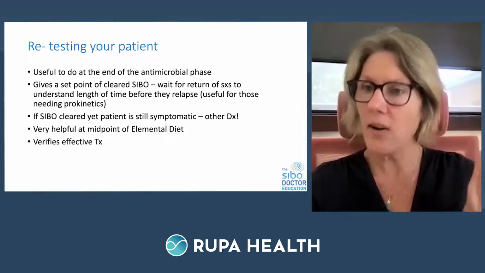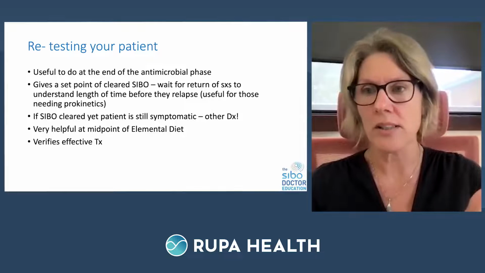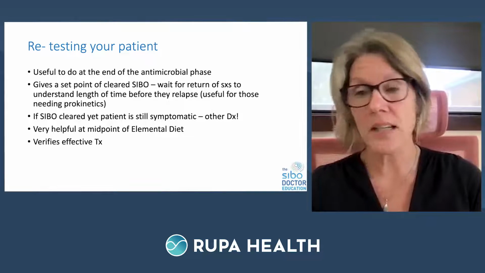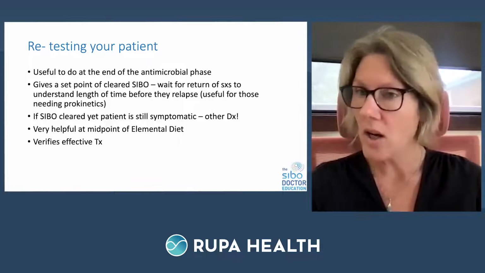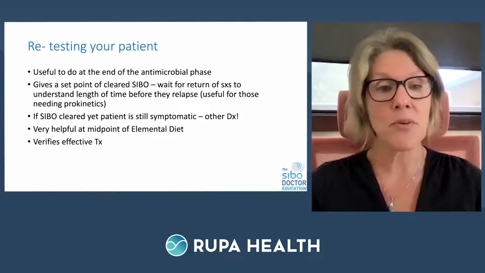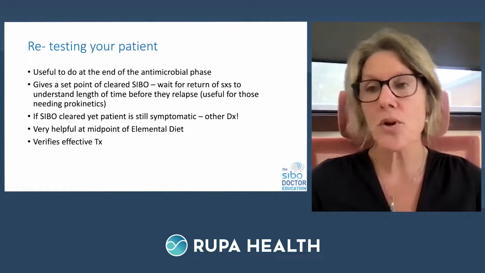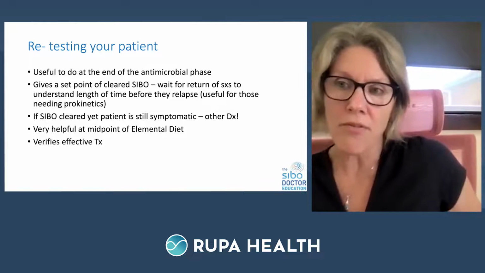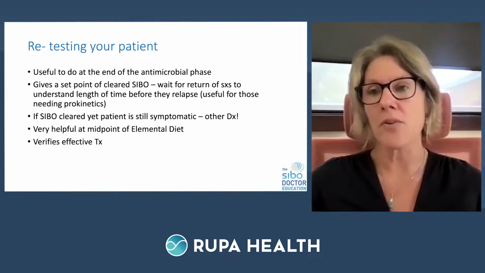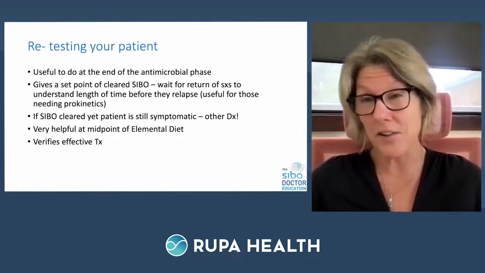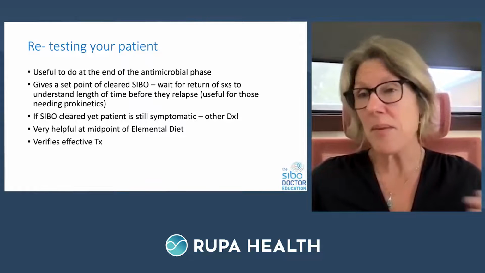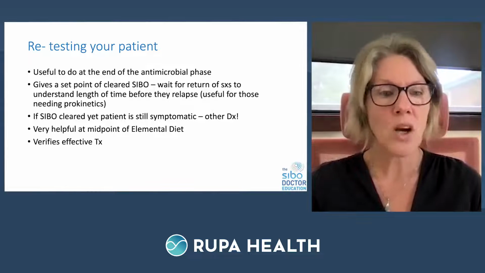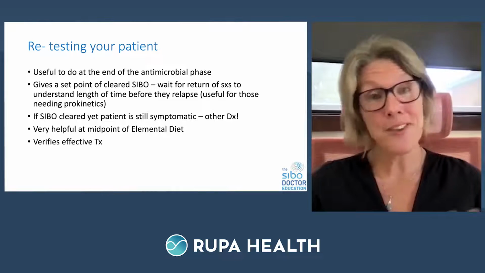You want to also have a clear set point for clearing SIBO, and then you can wait for the return of symptoms, for if they do have autoimmune IBS or whatever they may have that is giving them a relapse. It's useful to know this if you are wanting to prescribe prokinetics. So a line of thought is basically you're waiting to see if they're relapsing. If it's taking a year to relapse, they may be better off just doing a booster round of treatment rather than a prokinetic. I hope that made sense. We'll see in the Q&A.